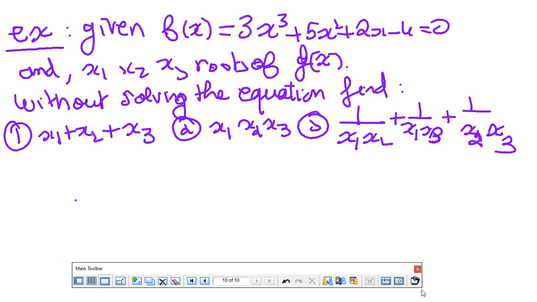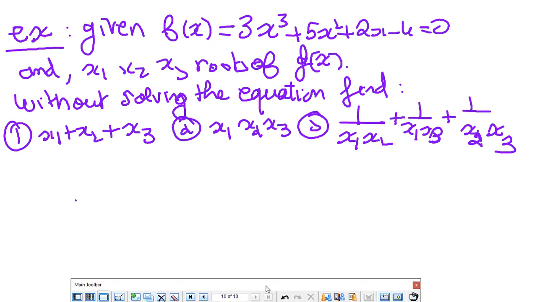So if I have this polynomial, f of x is equal to 3x^3 plus 5x^2 plus 2x minus 4, and if x1, x2, x3 are the roots of f of x, without solving the equation, it means without finding the roots, I need to find just the value of x1 plus x2 plus x3, x1 times x2 times x3, and this expression. The first one is very easy. I just need to follow the formula: x1 plus x2 plus x3 is minus b over a.